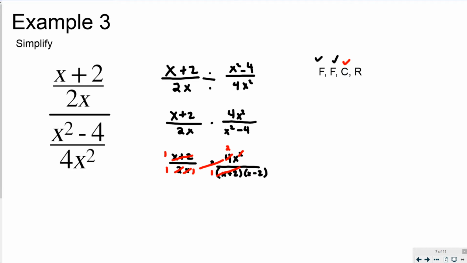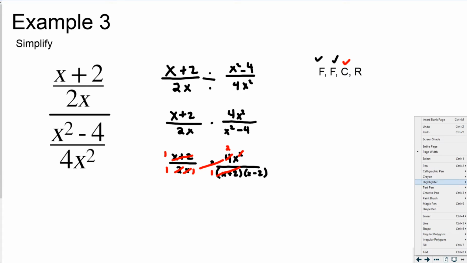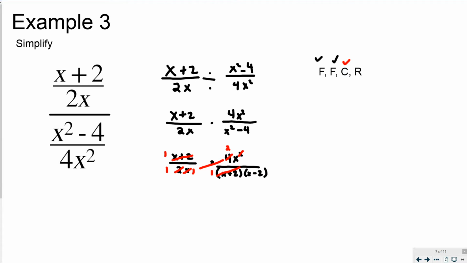So on the top, I have 1 times 2x. So my final answer, my final rewrite here, would be 1 times 2x on the top, or 2x. And then on the bottom, I've got 1 times 1 times 1 times x minus 2, so that leaves x minus 2. And there is nothing left to cancel, so that is our final answer, 2x over x minus 2.